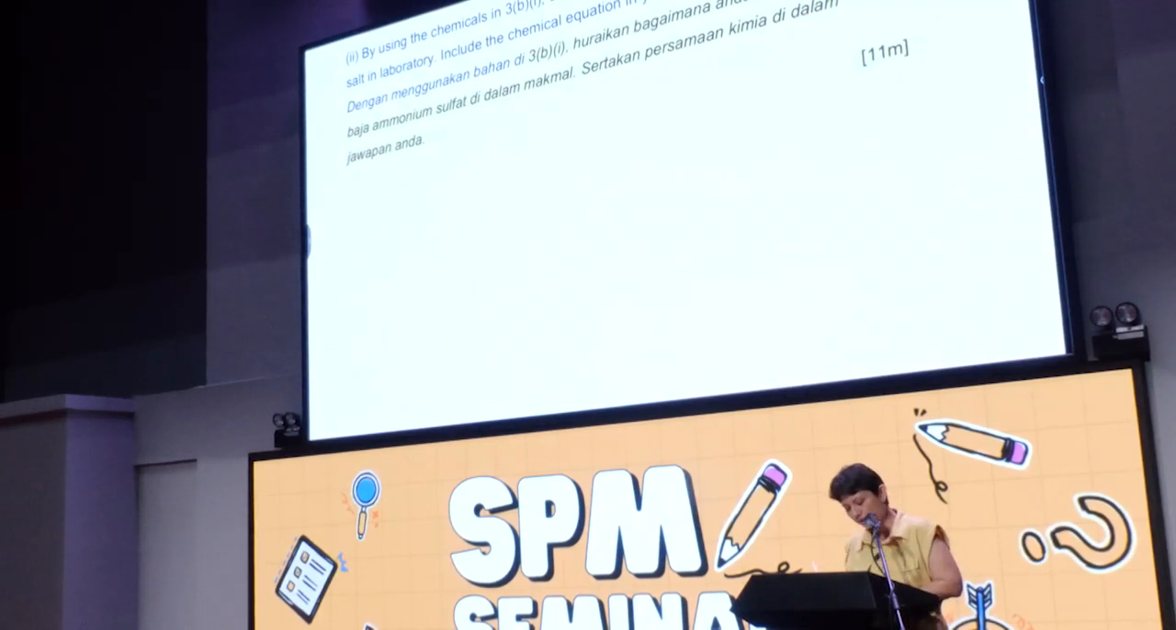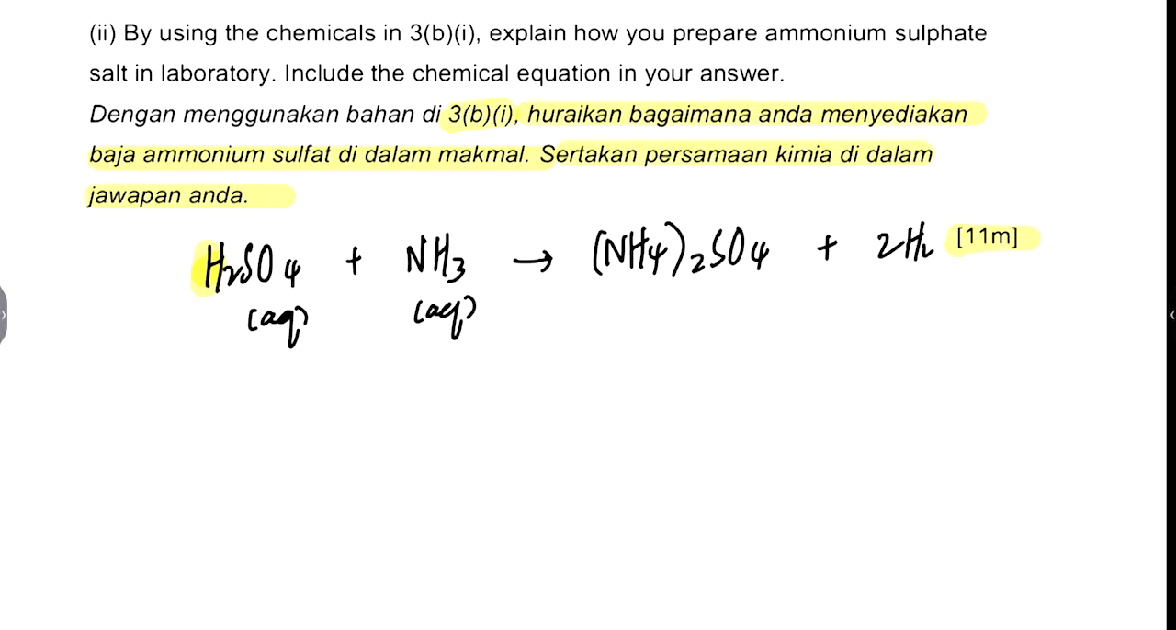Okay, I write the equation for you. Sulfuric acid. Aqueous ammonia. Okay, remember this one is aqueous. Aqueous. Okay. So no water. I wrote the equation for you already. You just need to draw how to make it.